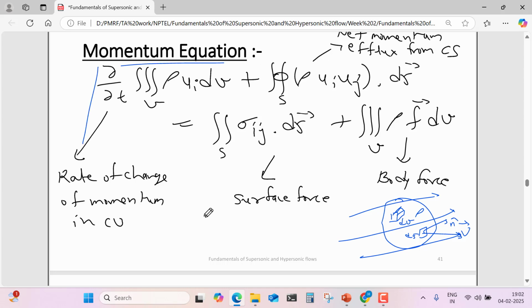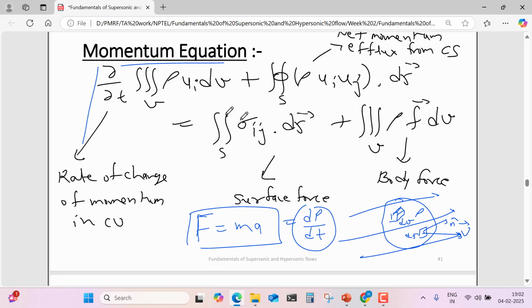This momentum equation is nothing but F equal to ma. Rate of change of momentum, or you can say dp by dt, is equal to force. So on the left side, the first term is the rate of change of momentum in the control volume. The second term is the net momentum efflux from the control surface, whatever momentum effluxes from the surface.